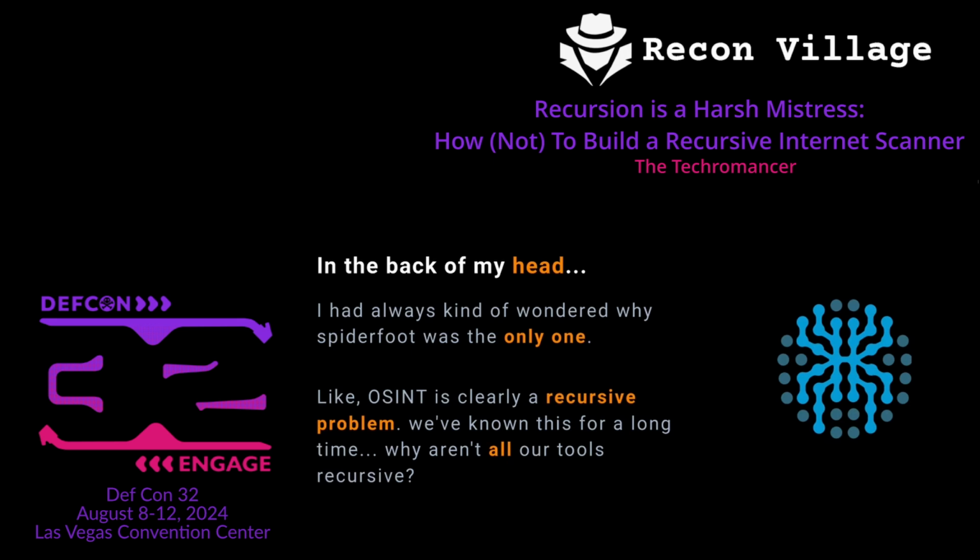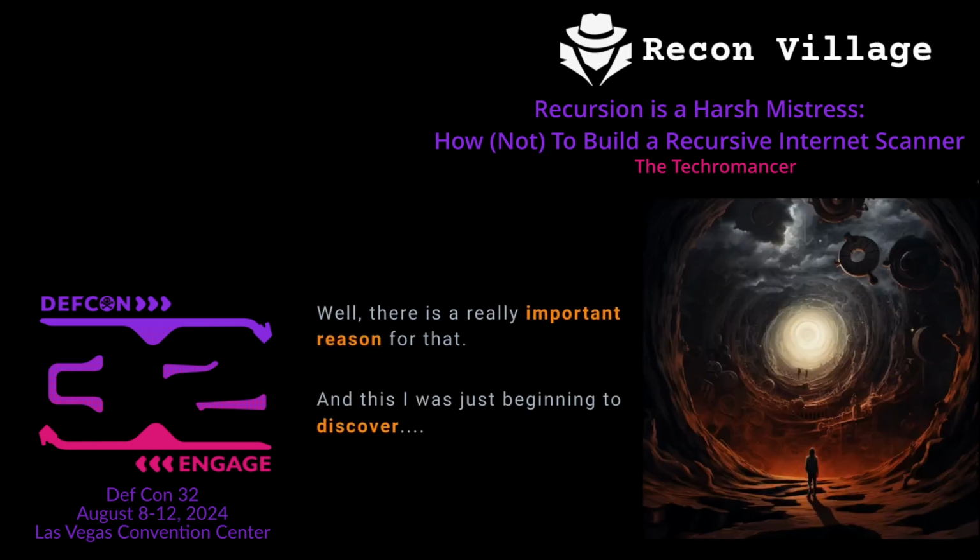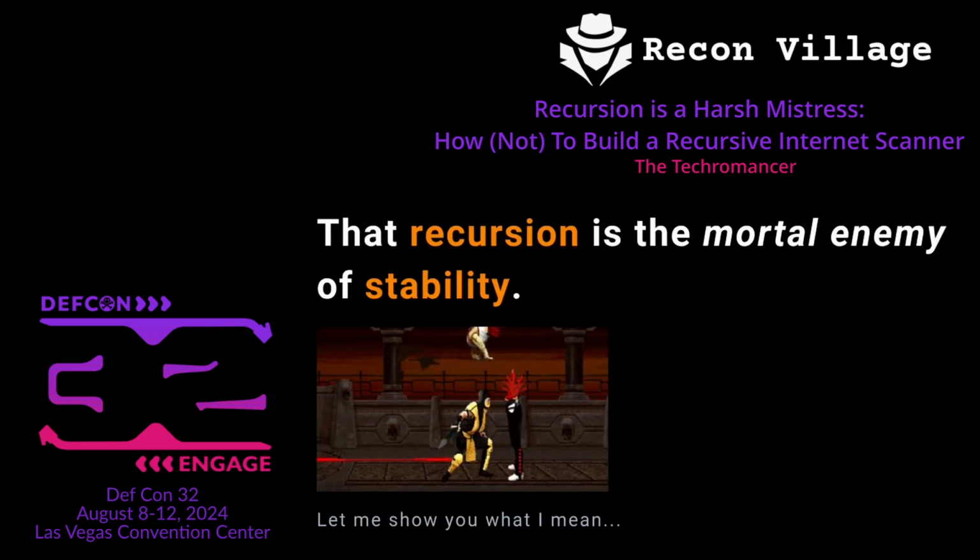In the back of my head, I had always wondered why Spiderfoot was the only recursive tool. When you think about OSINT, OSINT is just recon, OSINT is just relationships, and so it's a recursive problem. We've known this for a long time, so why aren't all our tools recursive? Why are they all just linear scanners? And there's a really important reason for that. This was what I was just beginning to discover, which was that recursion is the mortal enemy of stability. So when I say I wanted to make a scanner that was both recursive and stable, that was a lot harder than I thought it would be.